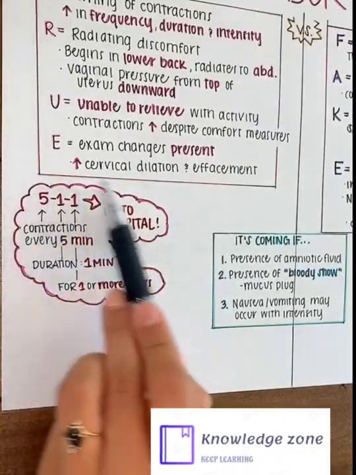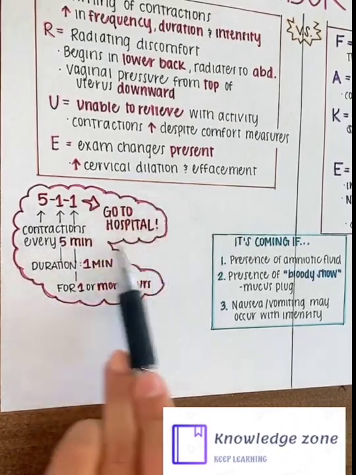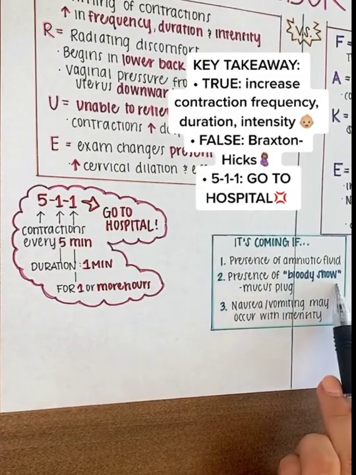Always remember the 5-1-1 rule. If contractions happen every 5 minutes, lasting 1 minute for 1 or more hours, go to the hospital. Baby's coming if we see presence of amniotic fluid or bloody show.